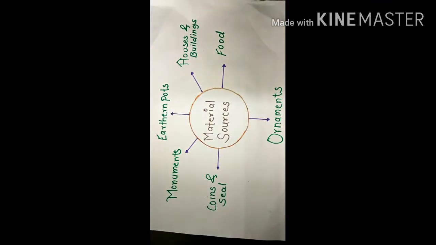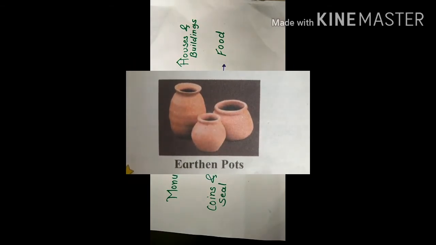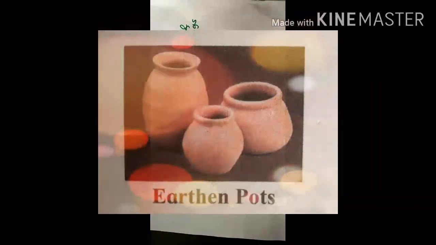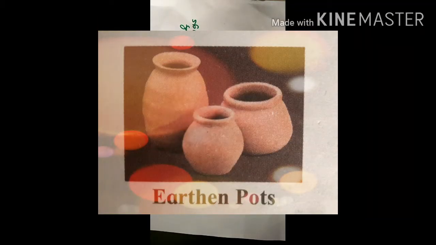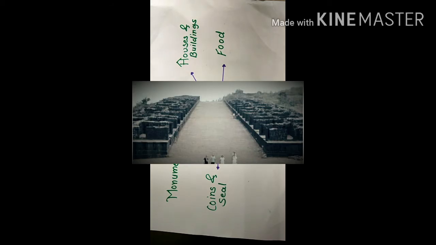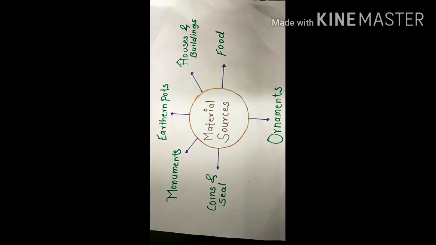Material sources. First, earthen pots. We can learn history by studying the shape, color and design on the earthen pots. We can know in which ancient time those types of earthen pots were used. Second, houses and buildings. We find the remains of houses and buildings built in different historical periods, for example forts and stupas. Stupa means a place for meditation or a prayer hall.